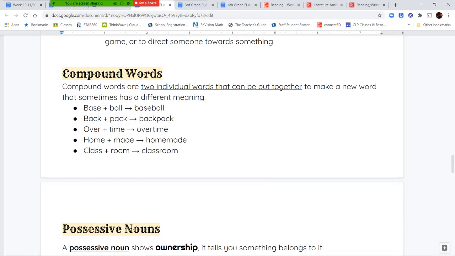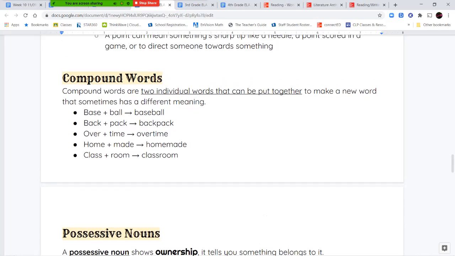Next, we have compound words. Compound words are words where you have two or more individual words that you put together to make a new word. This is not the same as prefixes and suffixes, where you're adding a piece onto a word. These are two complete words that you can use by themselves, and when you put them together, they give you a new meaning.